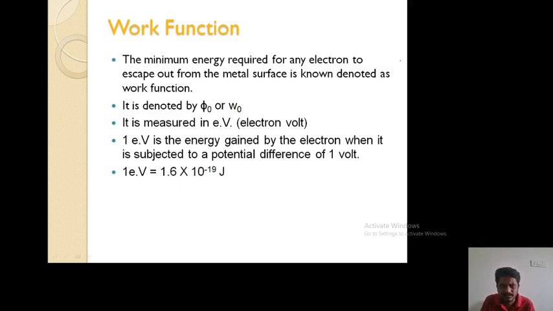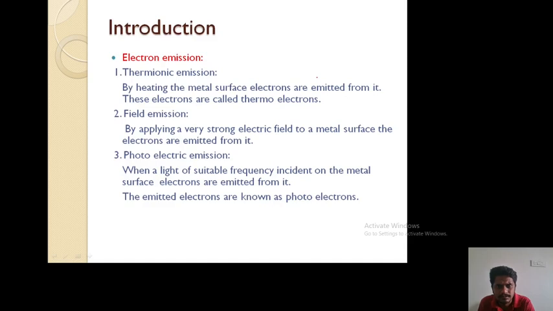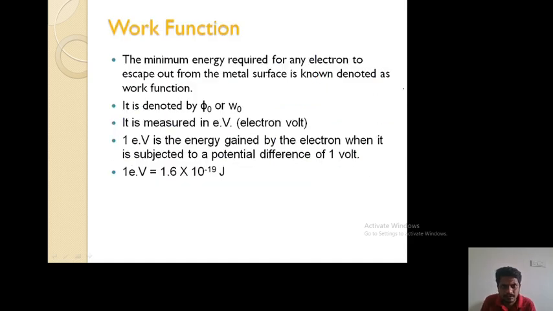So look at the definition once again. Work function is the minimum energy required for an electron to escape out, or to remove an electron, from the metal surface. As already discussed, it is denoted by phi naught or W naught, and measured in electron volts.